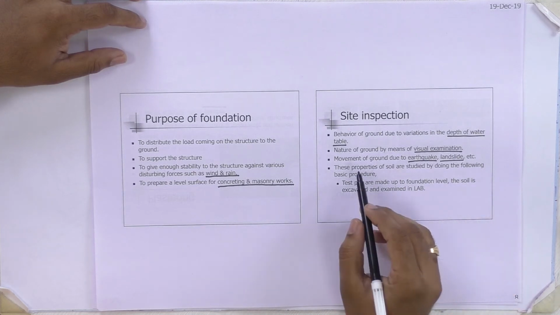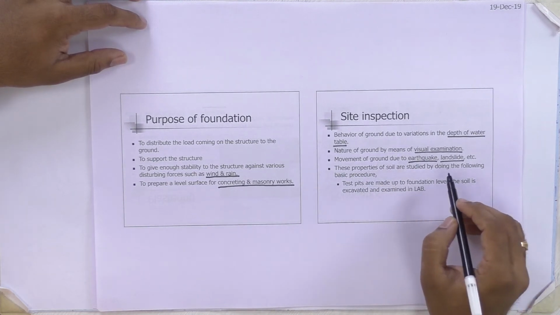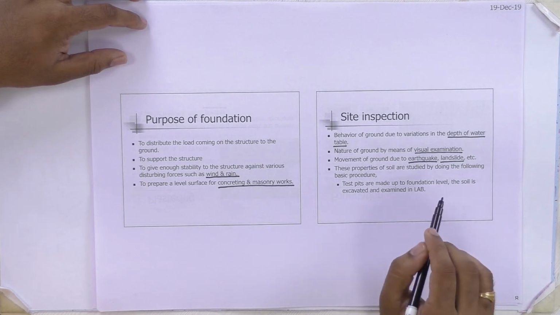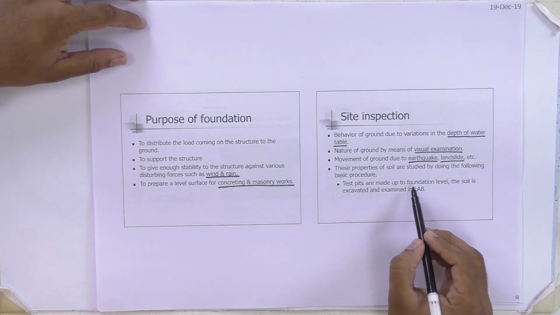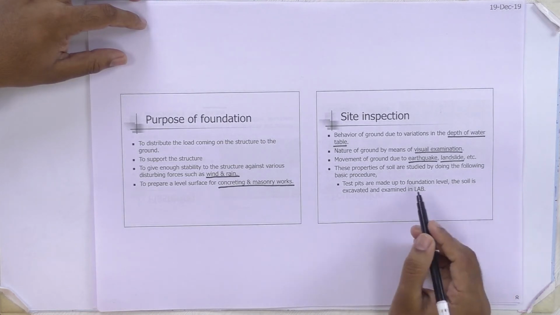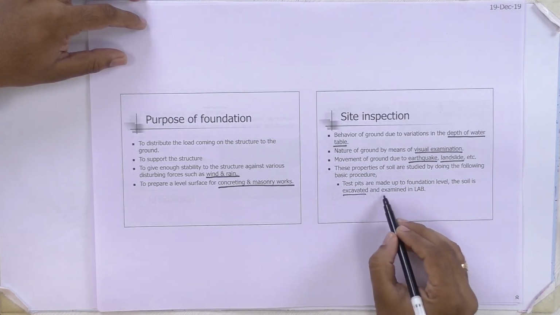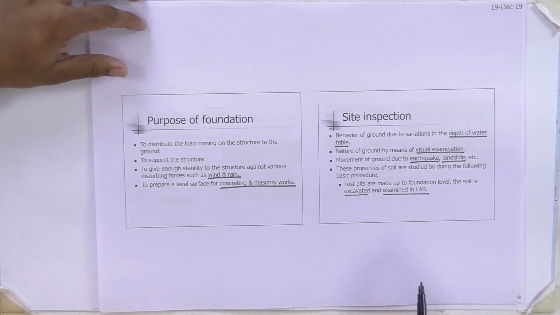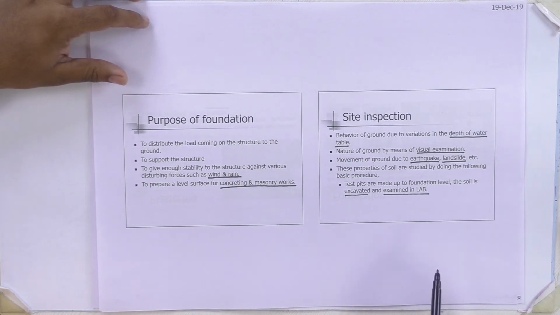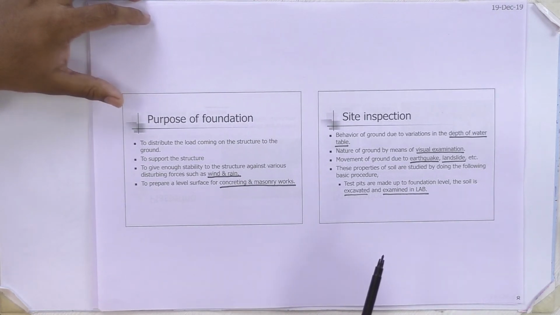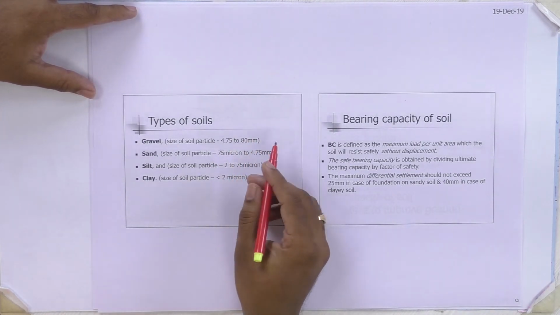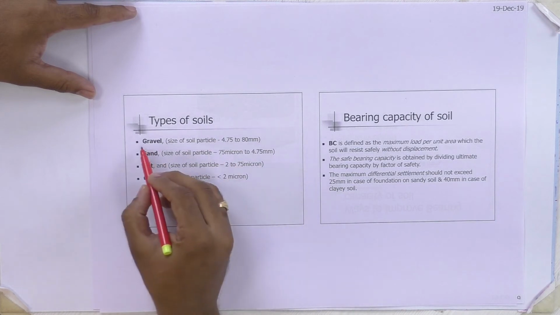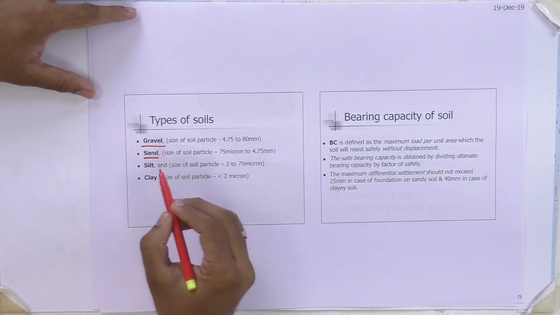And the next criterion is that the properties of soil are studied by doing some basic procedures. First, test pits are made up to foundation level. The soil is excavated and examined in the lab. There are several studies we do for testing the soil. There are different types of soil based upon their size: one is gravel, another is sand, then silt and clay.